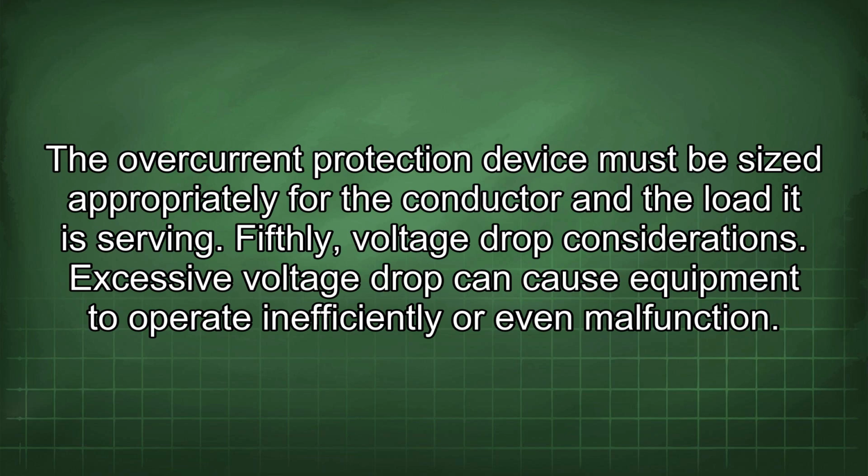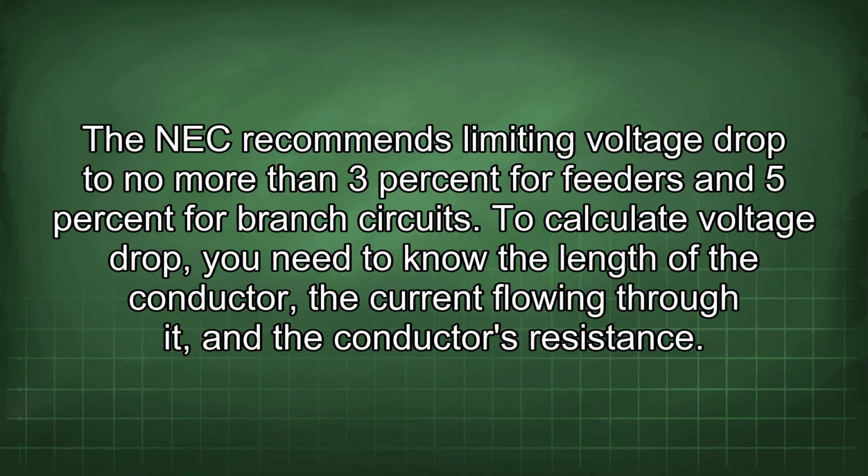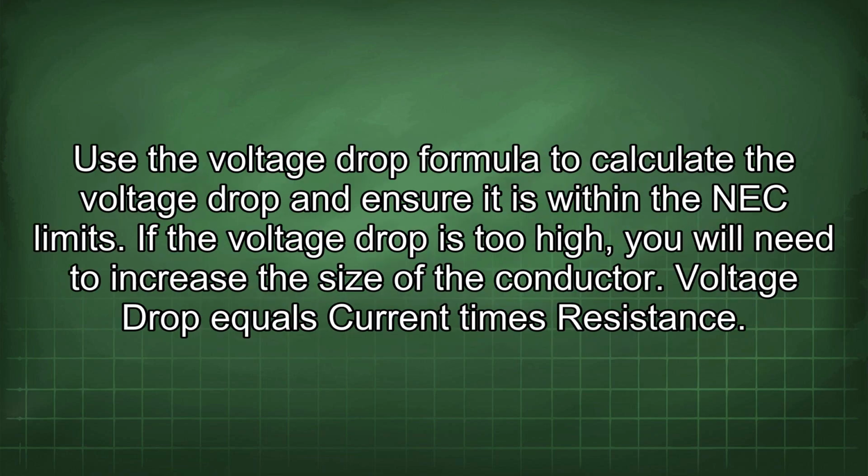Fifthly, voltage drop considerations. Excessive voltage drop can cause equipment to operate inefficiently or even malfunction. The NEC recommends limiting voltage drop to no more than 3% for feeders and 5% for branch circuits. To calculate voltage drop, you need to know the length of the conductor, the current flowing through it, and the conductor's resistance. Use the voltage drop formula to calculate the voltage drop and ensure it is within the NEC limit.